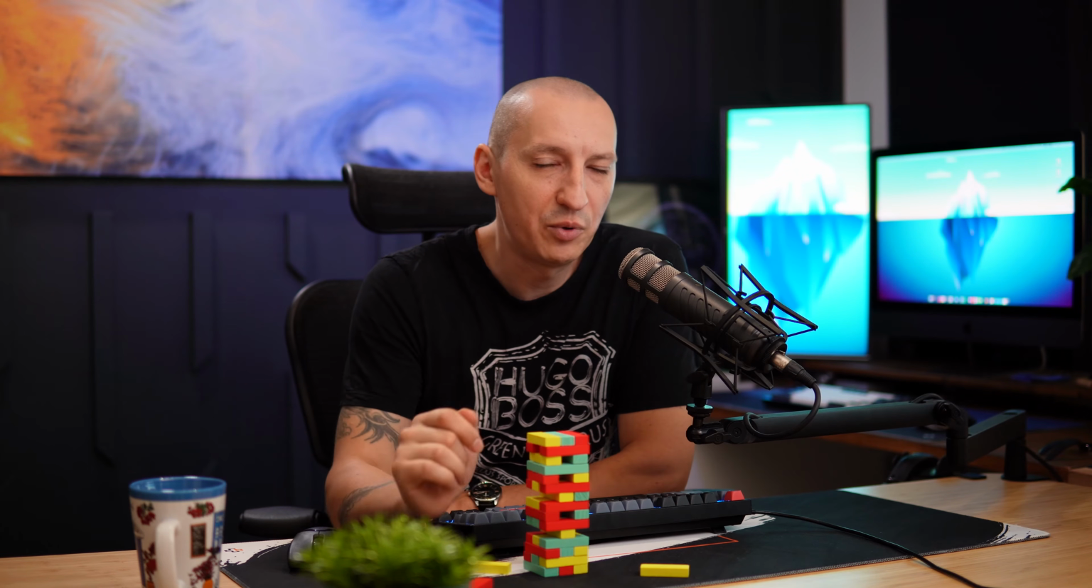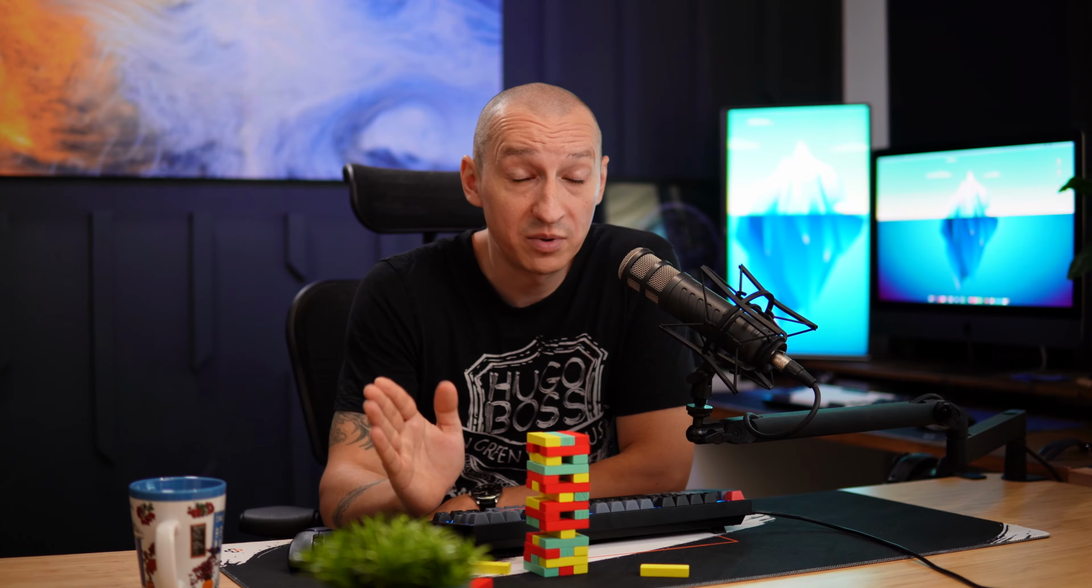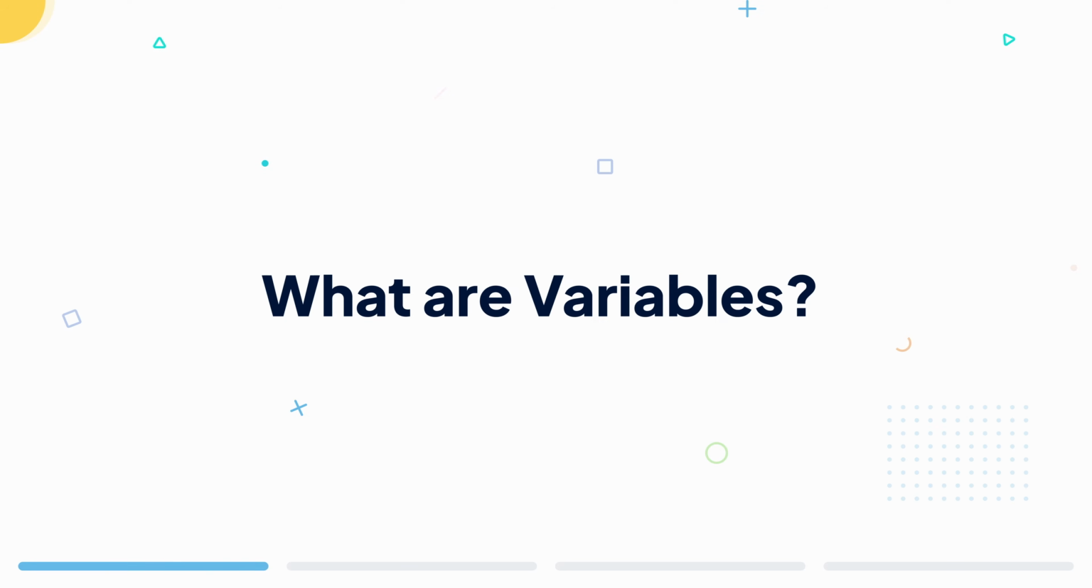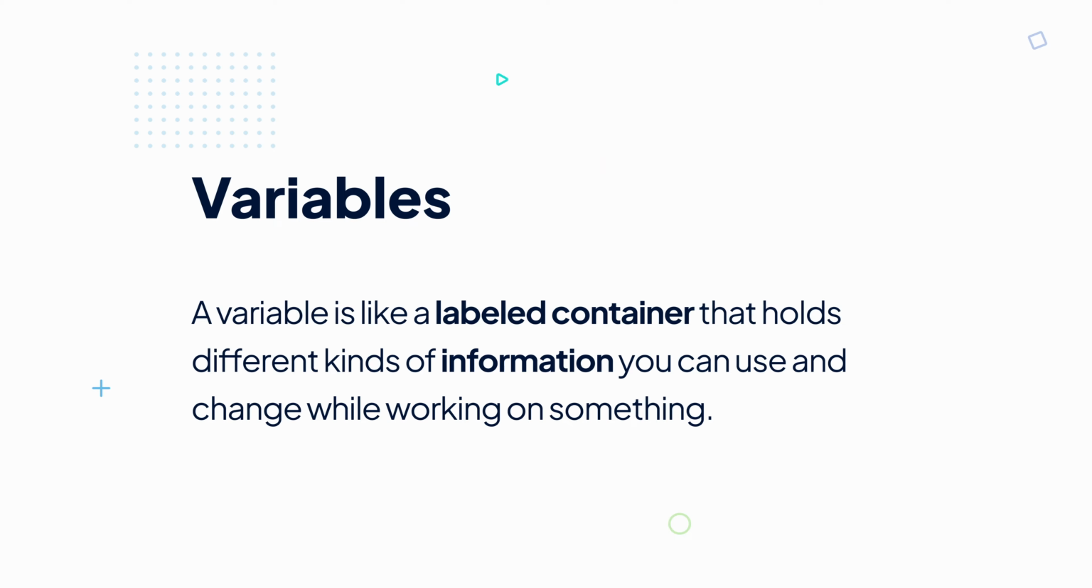Alright, so let's get the ball rolling and discover what Figma variables are all about. If you're coming from a development background, I'm sure you know what a variable is. Pretty much every programming language has this concept. Even CSS has variables, even though they're called custom properties. In simple terms, a variable is like a labeled container that holds different kinds of information you can use and change while working on something.